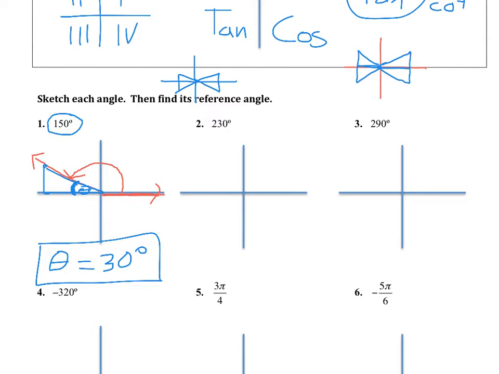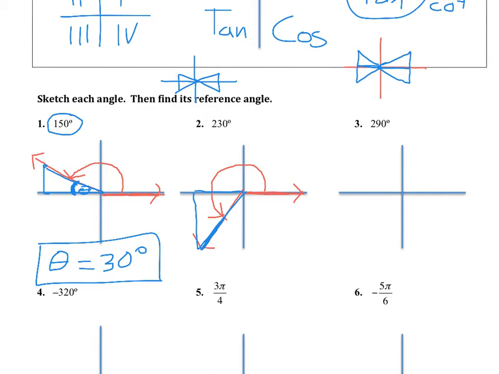Alright, for number 2, let's sketch the angle. Start with the initial side. Then you're going to rotate counterclockwise. 90, 180, got to go 50 more. So around there. Alright, so now I draw the triangle using the bow tie rule. The bow tie rule says use the terminal side and use the x-axis.